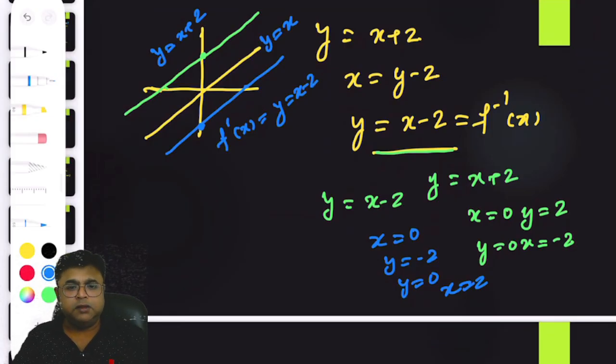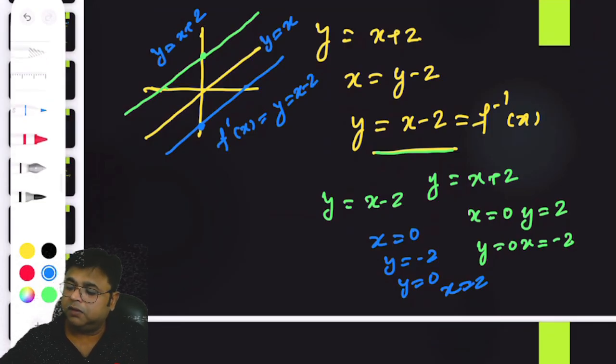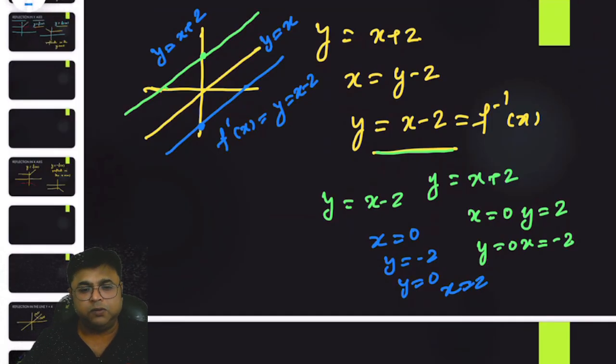So this is what the meaning is of reflection in the line y equal to x, right? So that's all about transformation, dilation, and reflection of graphs, right?